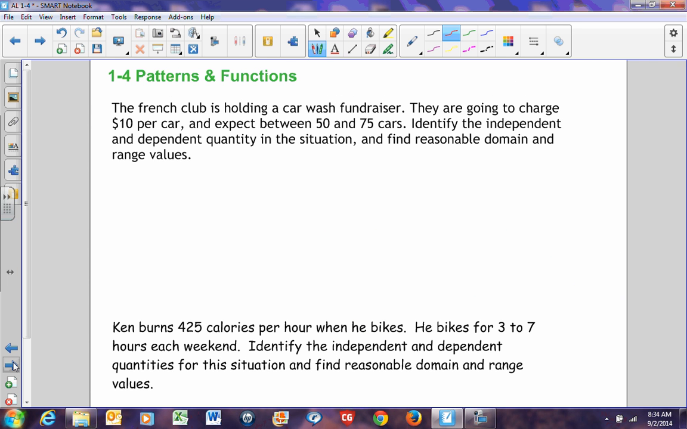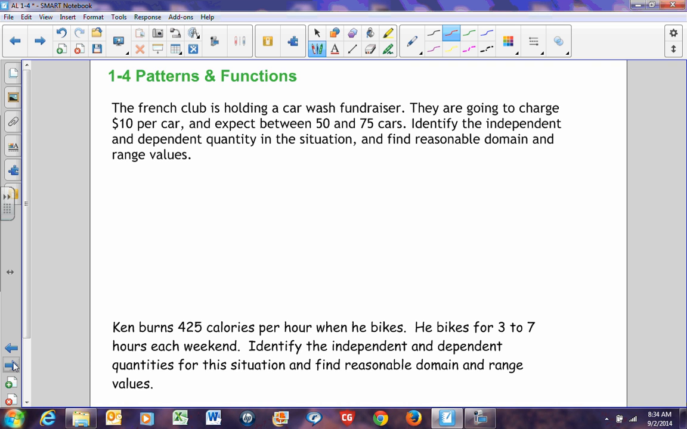Let's look at another example. The French Club is holding a car wash fundraiser. They are going to charge $10 per car and expect between 50 and 75 cars. We're going to identify the independent and dependent quantity and find a reasonable domain and range.